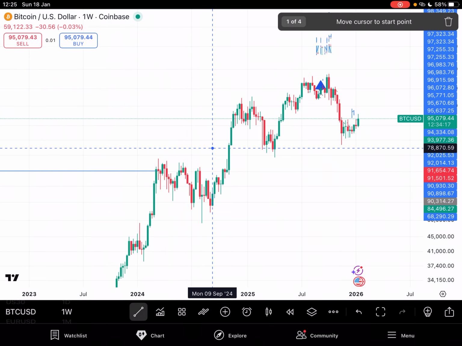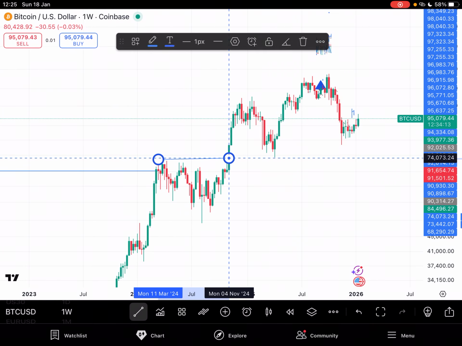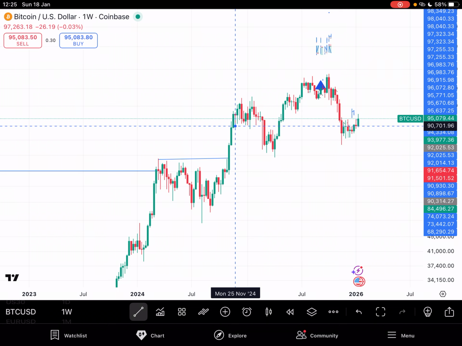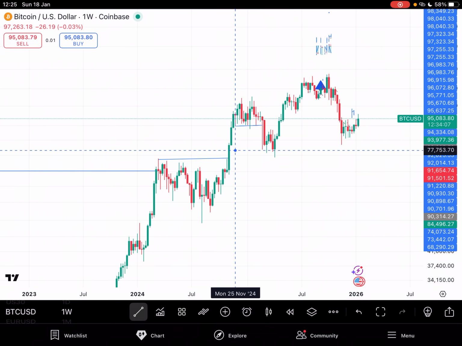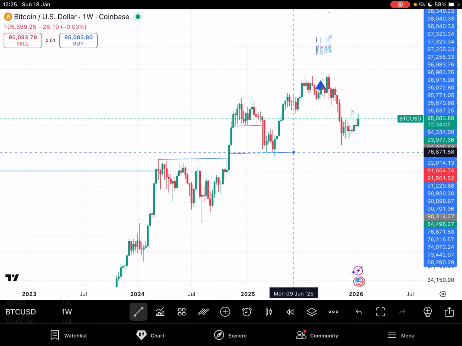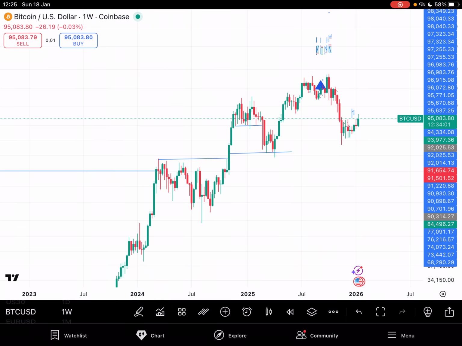What can we see? We can see a break of structure to the upside here, and then you have liquidity at this zone. Eventually the liquidity was swept and tapped a point of interest, but that point of interest isn't clear, so it does not really concern us. But now what concerns us is this.